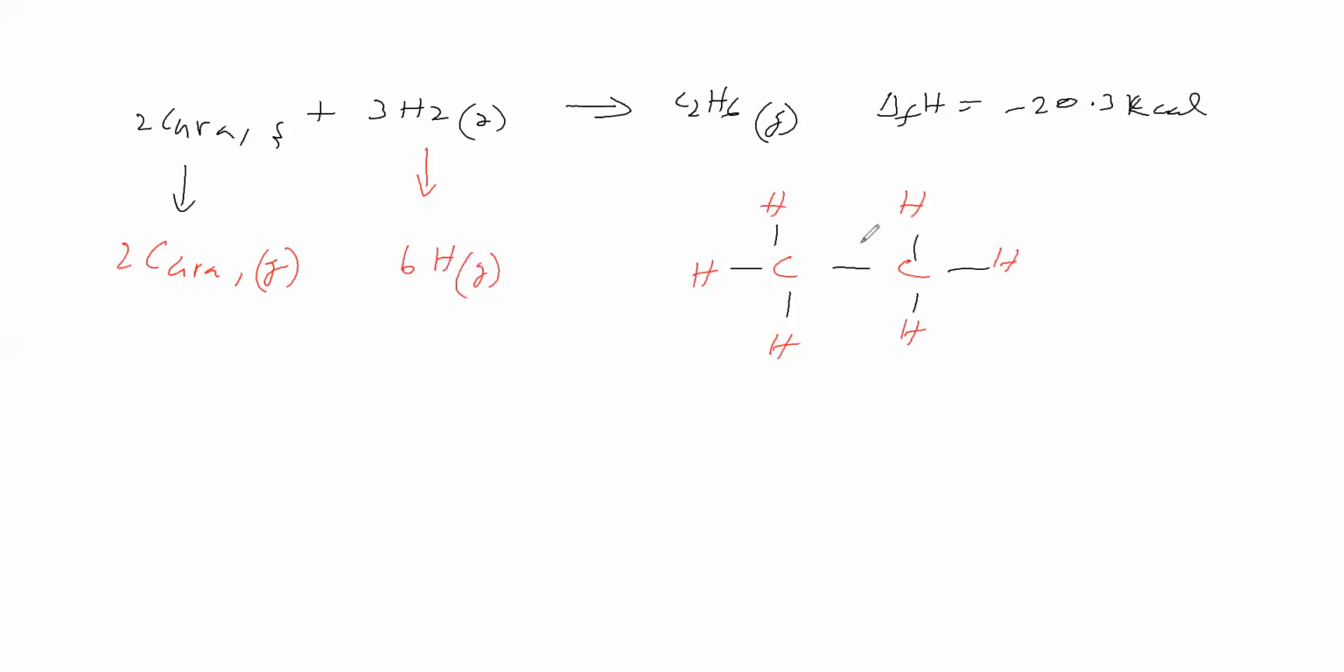Therefore bond formation means heat is liberated. This side is endothermic, this side exothermic. Endothermic means the system is absorbing this much heat, and the system is liberating this much heat. The net value is called delta FH. For this equation, the net heat involved is minus 20.3. In this process, graphite solid converts into gaseous carbon, and hydrogen molecules convert into gaseous hydrogen atoms.